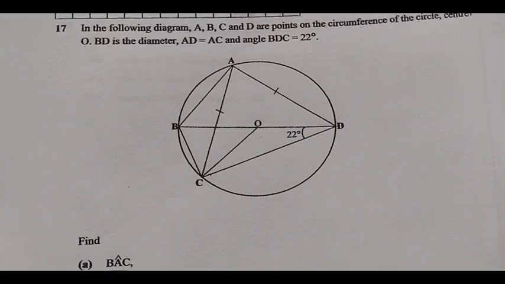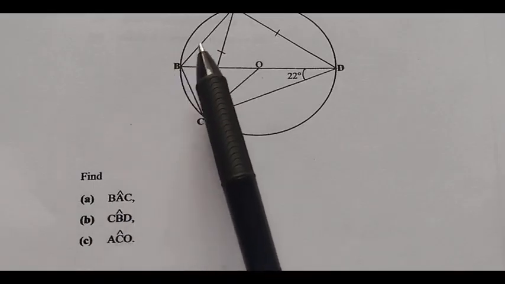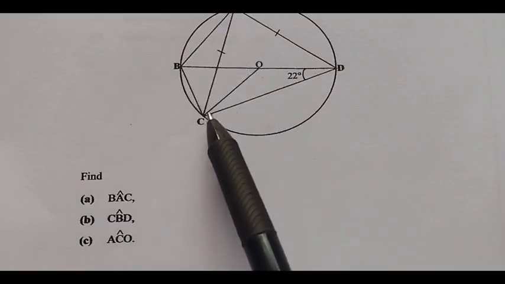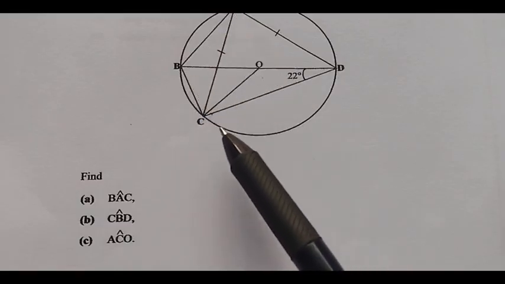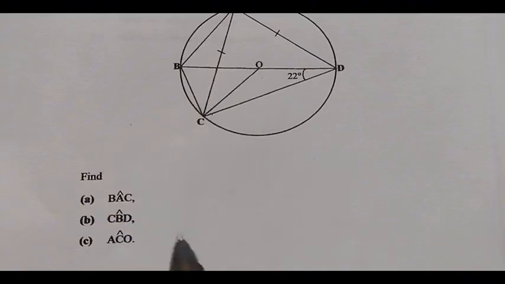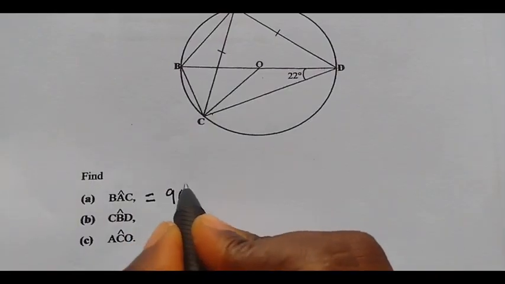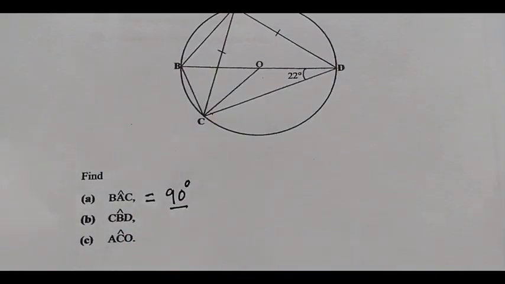Let us now look at the questions. So these are the questions. Okay, find BAC. Find BAC. So finding BAC is very easy. We are just going to say BAC is equal to 90 degrees. That is our answer there.